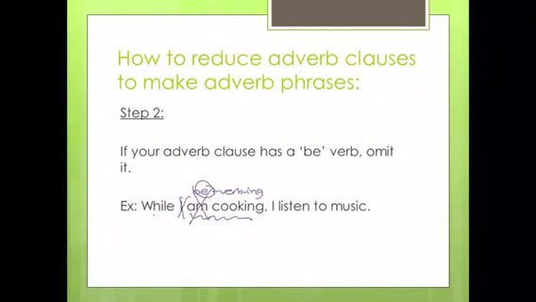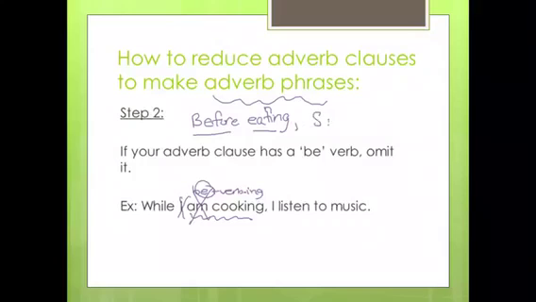And now this, while cooking, becomes what we call an adverb phrase. Think about a prepositional phrase where you have a preposition, like for example, before eating. Before is my preposition, eating is my noun, a gerund, and then I would have a subject, a verb, and possibly an object. So what we're doing is we're creating an adverb phrase which is similar to a prepositional phrase.